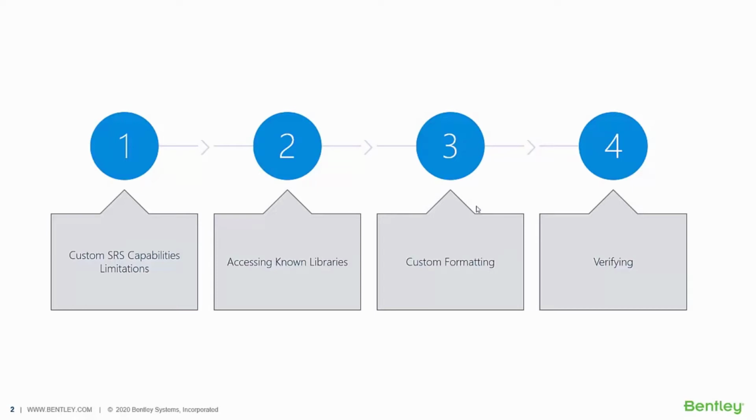We also want to be sure that you know how to access the libraries that are in ContextCapture to obtain existing definitions, and also how to search outside of ContextCapture for new definitions that may have been predefined. We'll then look at how to format a custom coordinate system as a WKT or PRJ file. And finally, we'll look at how to do a quick verification on the grid that you develop.